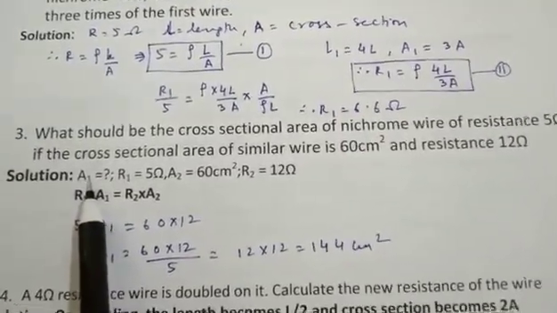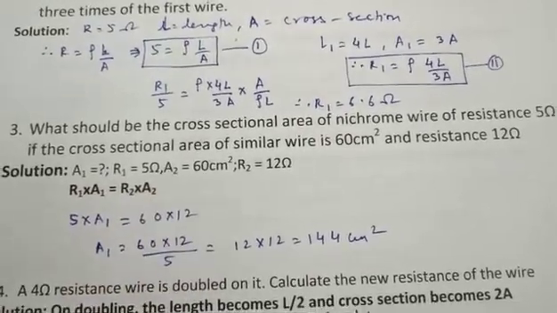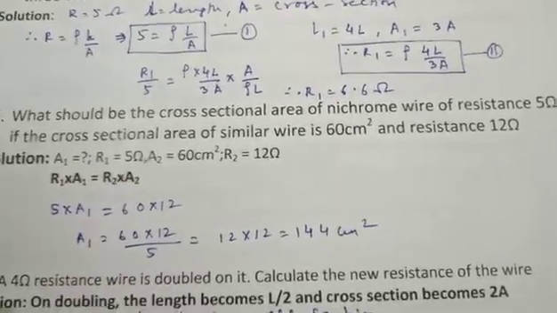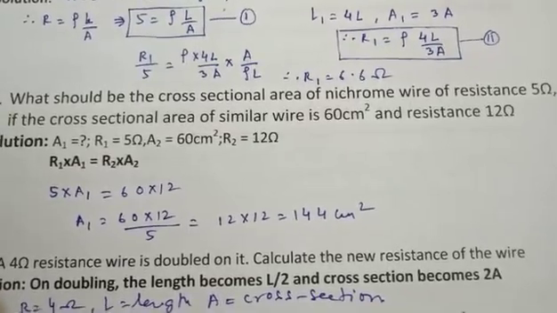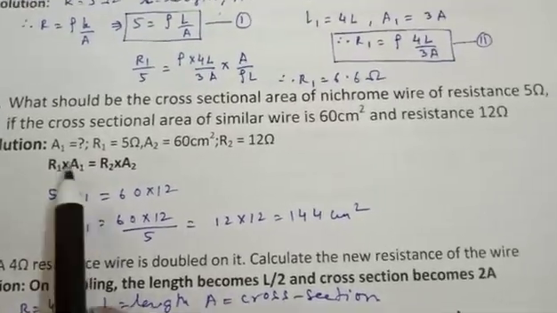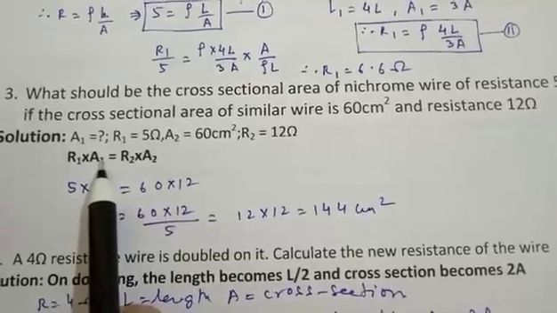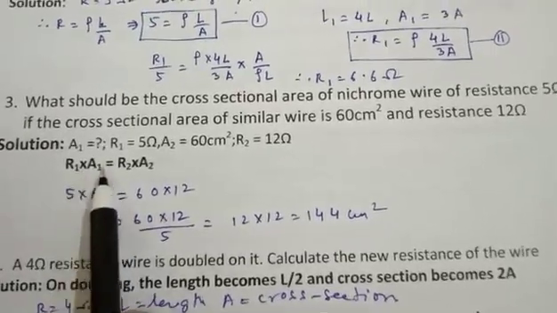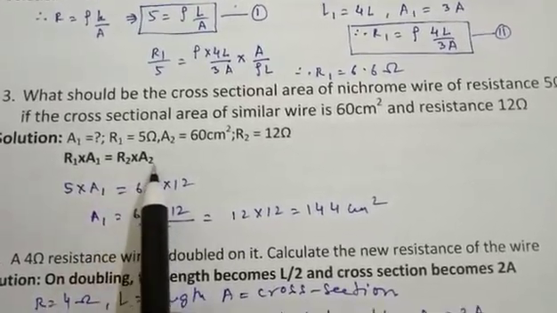A1 we have to find out. R1 was given as 5 ohm, A2 as 60 centimeter square, R2 as 12 ohm. This formula also I have explained in the previous video. R1 into A1 is equal to R2 into A2.